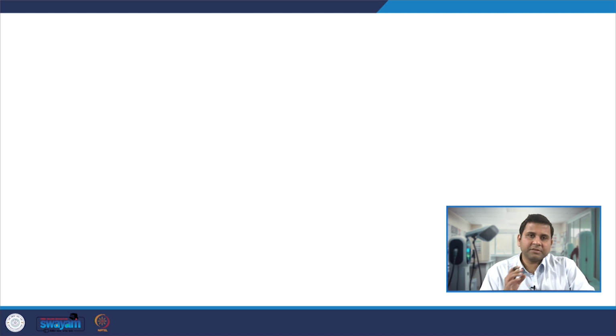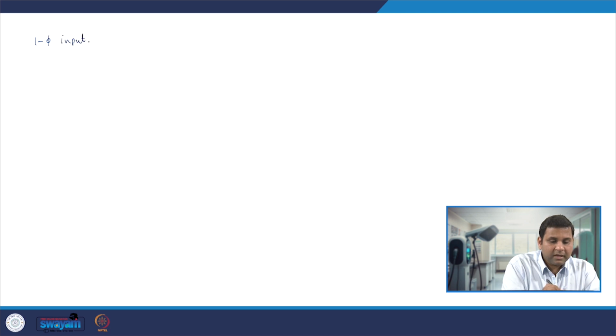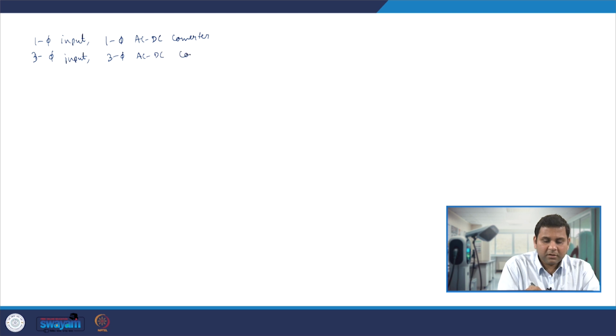So, let us see the first AC to DC converter, which is the simplest converter, the diode bridge rectifier. Before starting that, let me also discuss one thing. If you have a charger with a single phase input, then one needs a single phase AC to DC converter, and if a three phase AC input is given, then one requires a three phase AC to DC converter.